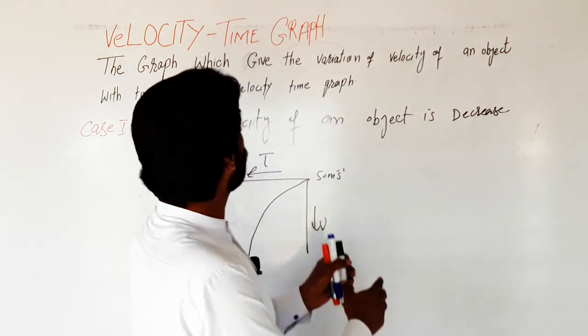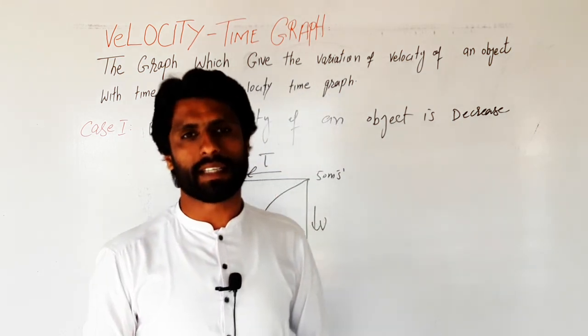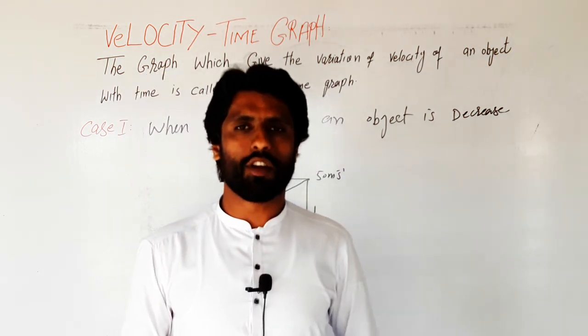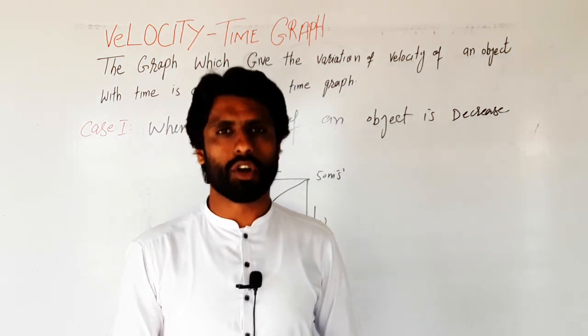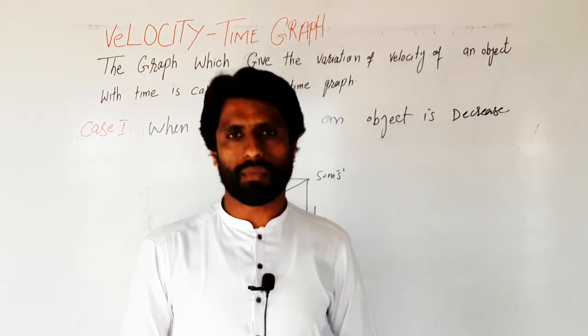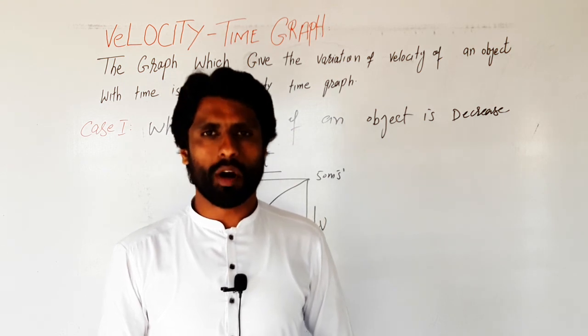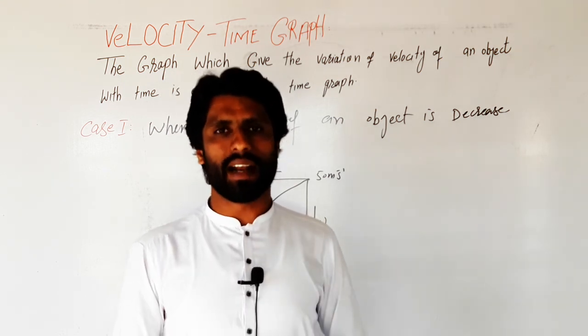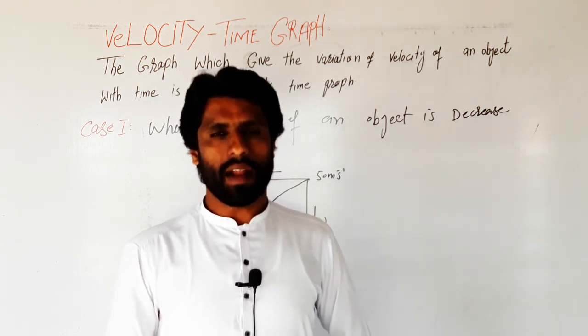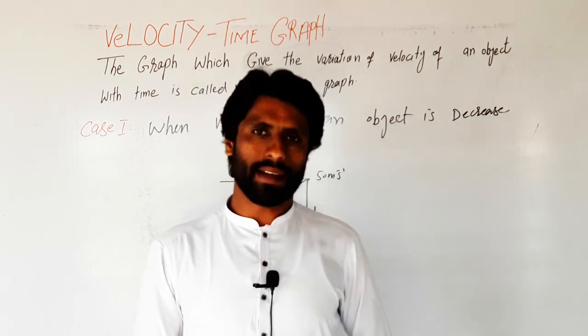These are four main cases of the variation of velocity with respect to time, which we denote in the form of a graph, known as the velocity time graph. I hope you all understand these graphs, and then we will meet in the next lecture.